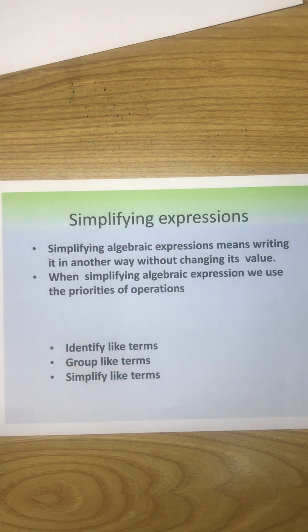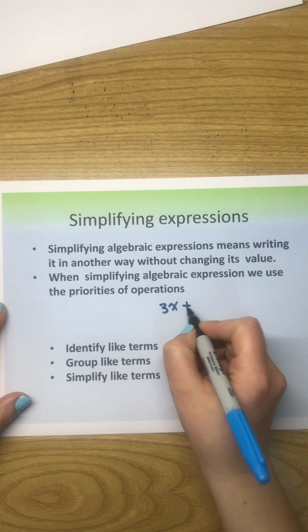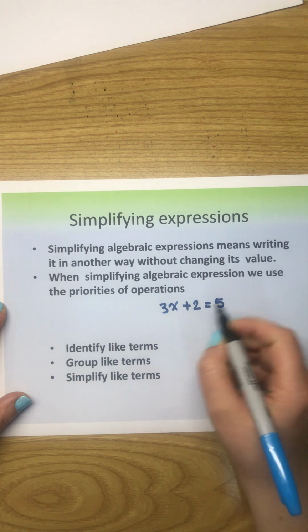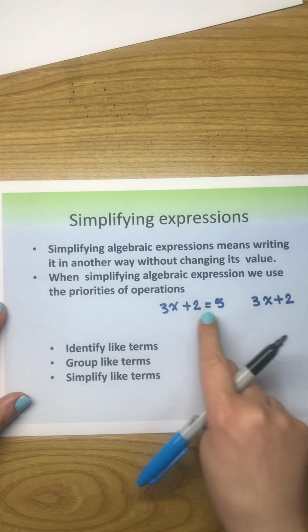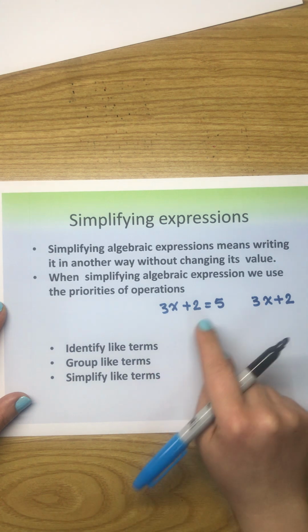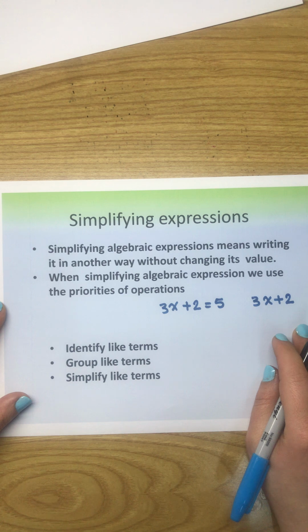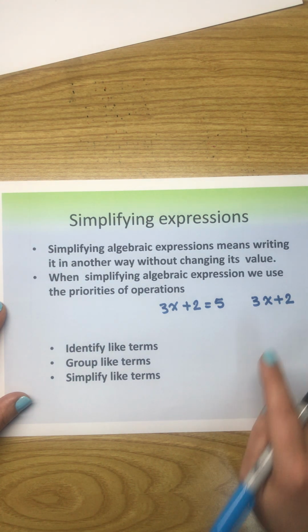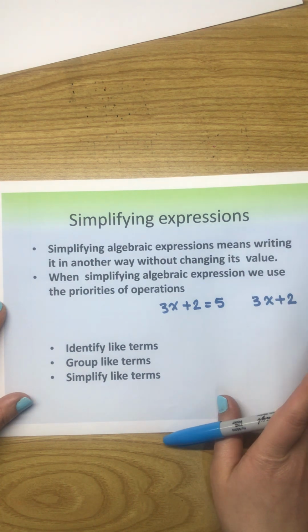Let's remember the difference between an expression and an equation. 3x plus 2 equals 5 is an equation because it has an equal sign. 3x plus 2 is an expression. So we are going to work on expressions. Okay guys, let's move to another slide.